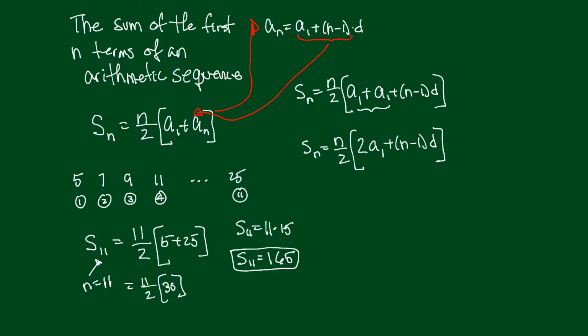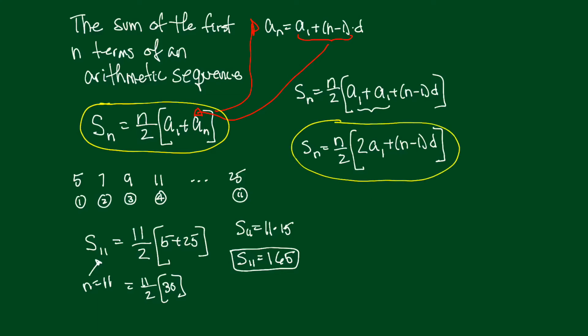So now we have two formulas. We have this one here, and in this one, what do you need? You need the first term and the last term. And we have this one over here, and in this one, you still need two things. You need just the first term. You don't need the last term, but you do need the common difference.